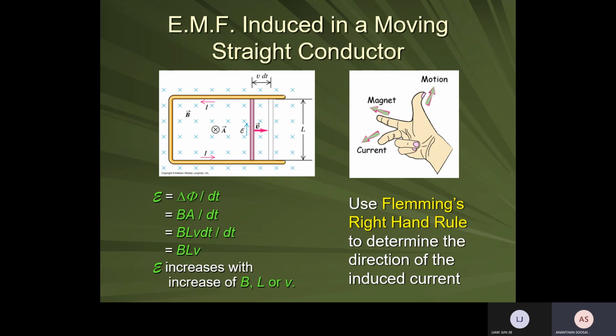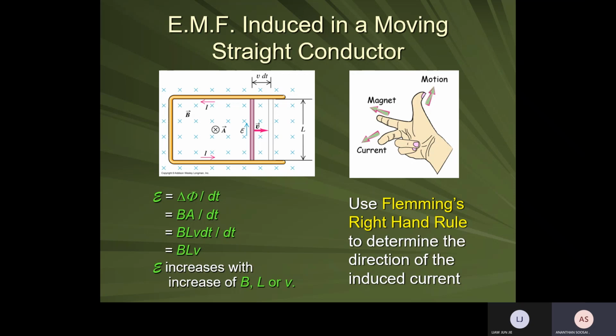So the area is actually the length of the conductor multiplied by this horizontal distance, right? But can you write the horizontal distance in terms of speed? Speed equals distance over time, so the horizontal distance is speed times time. So the area is L, the vertical length, times V times dt. You can put time into it, so the time cancels, and it's BLv.